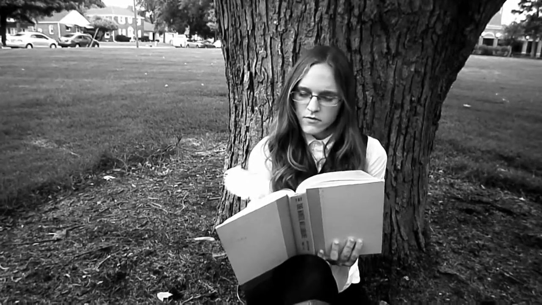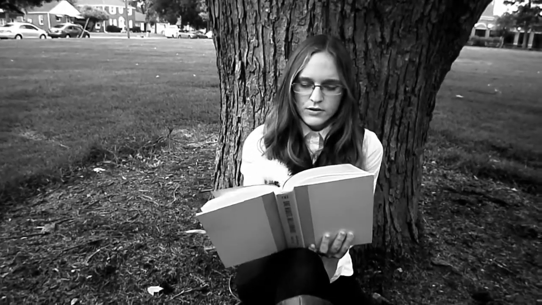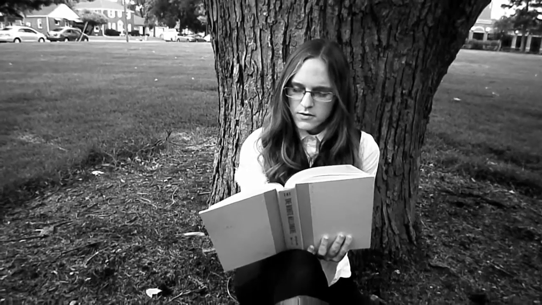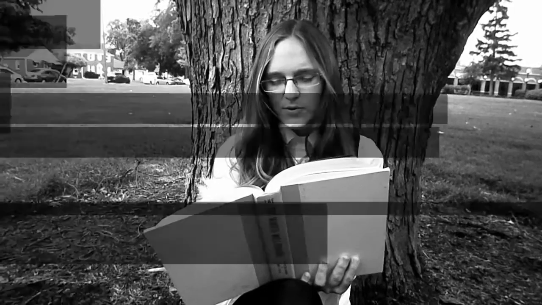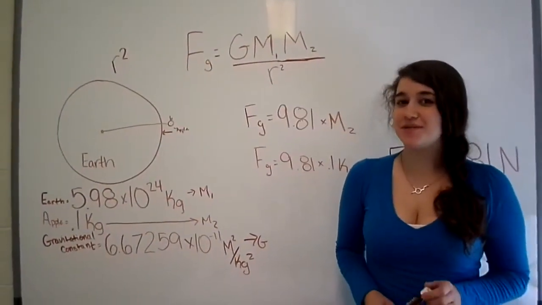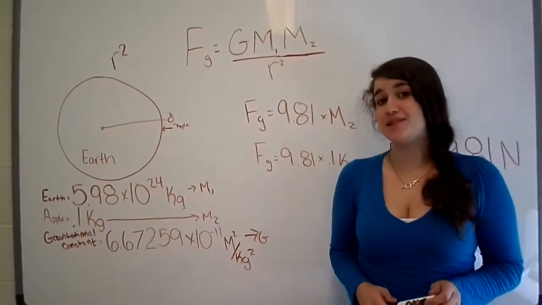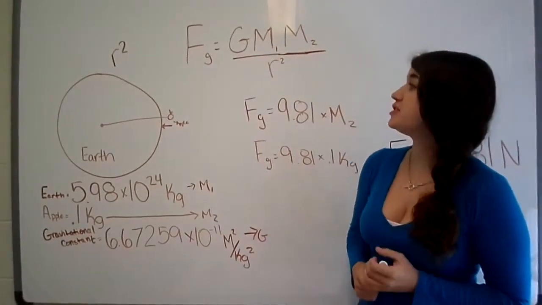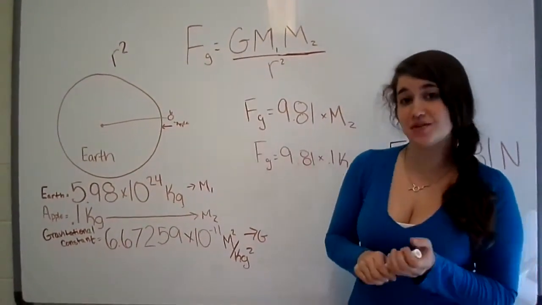Every particle of matter in the universe attracts every other particle with a force that is directly proportional to the product of the masses of the particles and inversely proportional to the square of the distance between them. Here we are going to measure the force of gravity as an apple falls to the Earth. We use this simple equation, which is F_g, and here are our other variables.